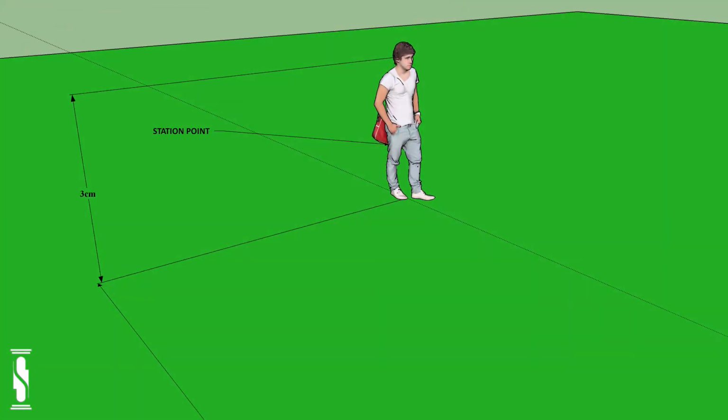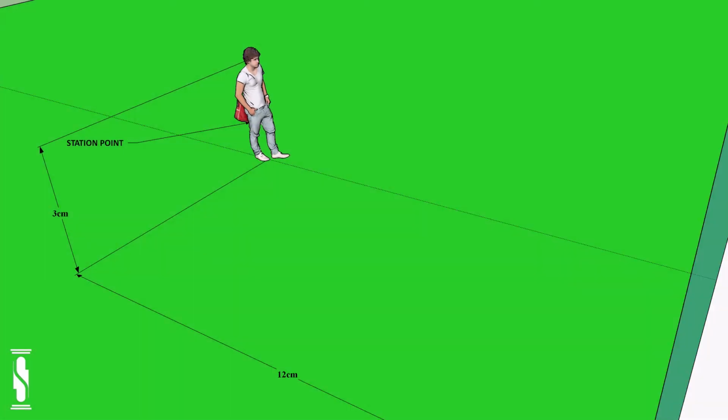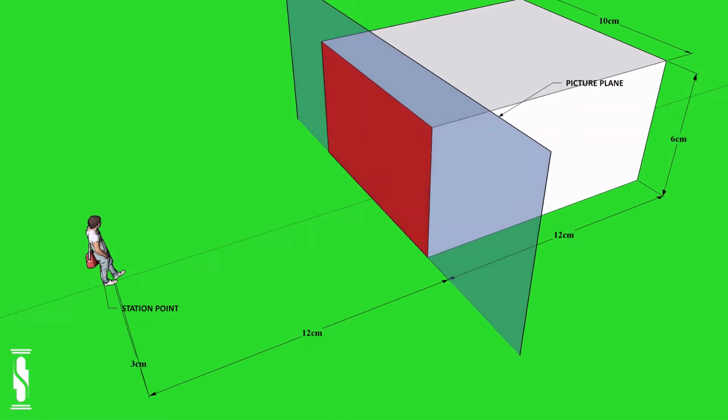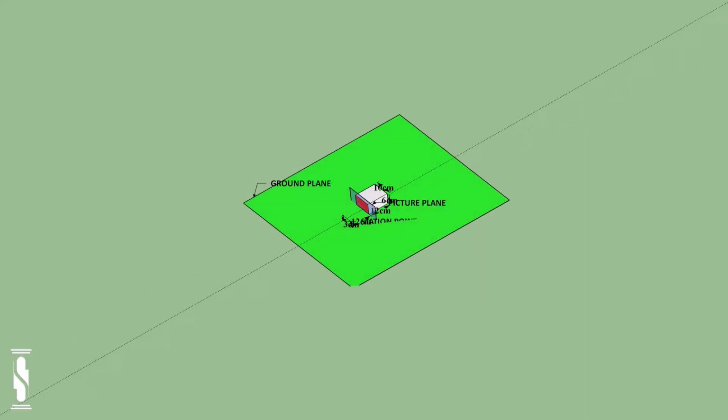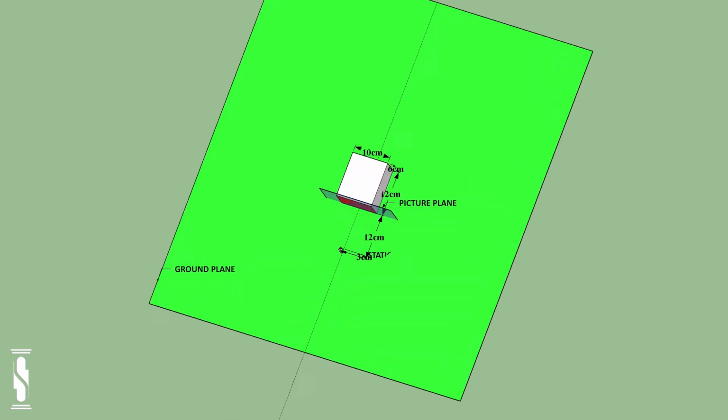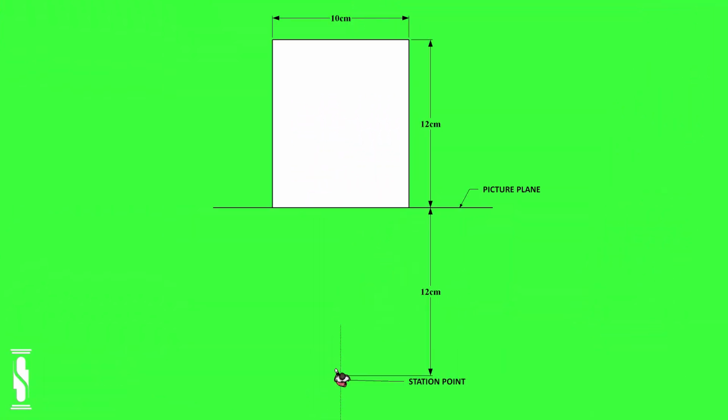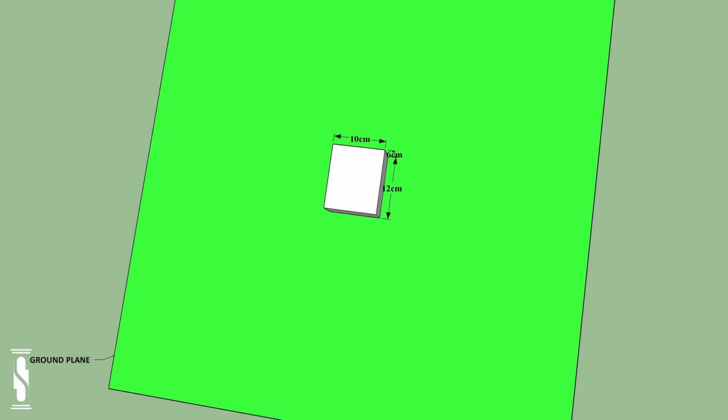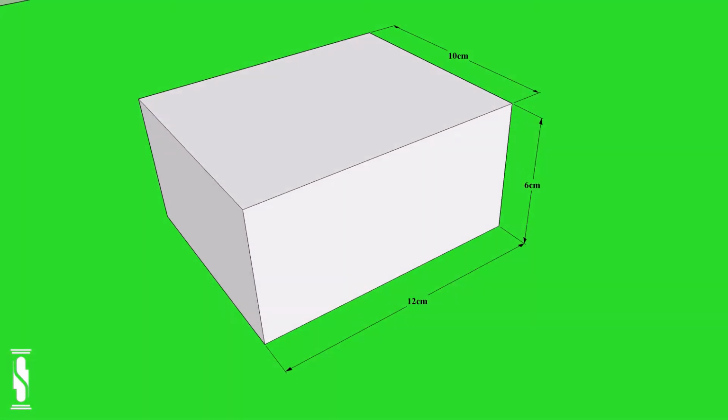The picture plane is located between the observer and the object, that is, at one of the faces of size 10 cm by 6 cm. Let's switch on the plan mode. We can clearly see the location of the picture plane and station point with respect to each other. So it's time to draw the one-point perspective of the cuboid.